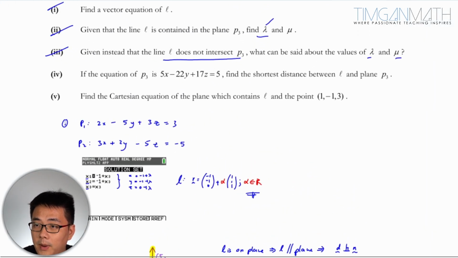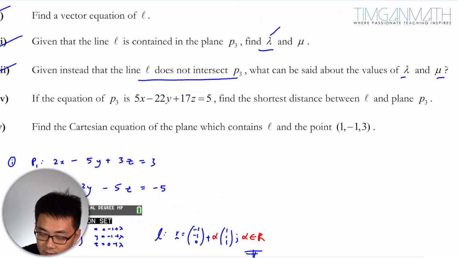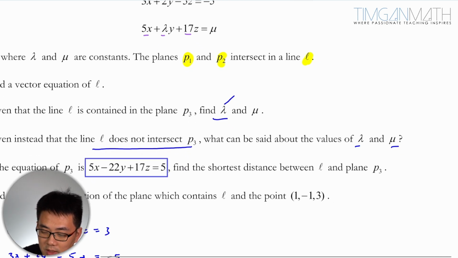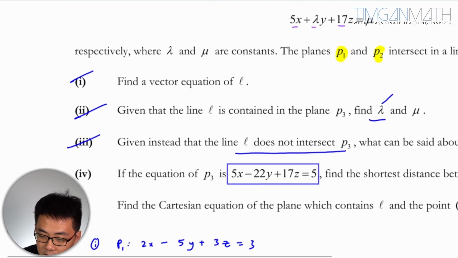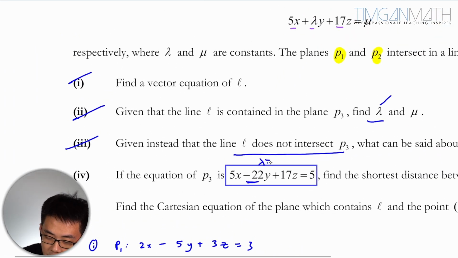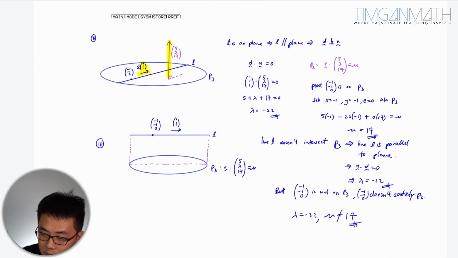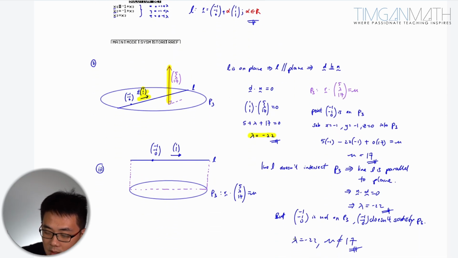Now let's look at the next part. If the equation of P3 is r dot (5, -22, 17) equals 5, so this is plane number 3, we are asked to find the shortest distance between L and P3. Okay, so now look at this one here. This is where lambda equals -22 and mu equals 5. So we look at this equation here.